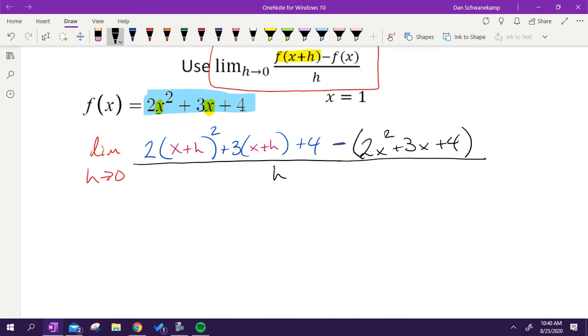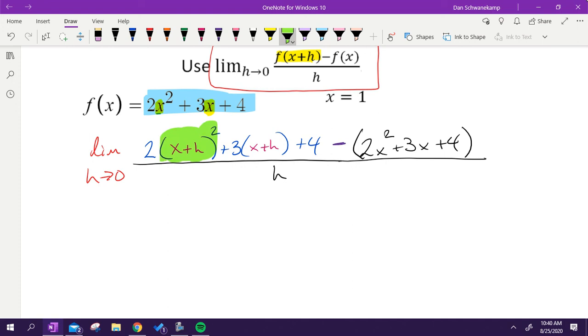So if I plugged in 0, that would be great. But if I plug in 0 here, I'm going to get 0 over 0. It's going to be indeterminate form. So what do I need to do next? I need to FOIL next.